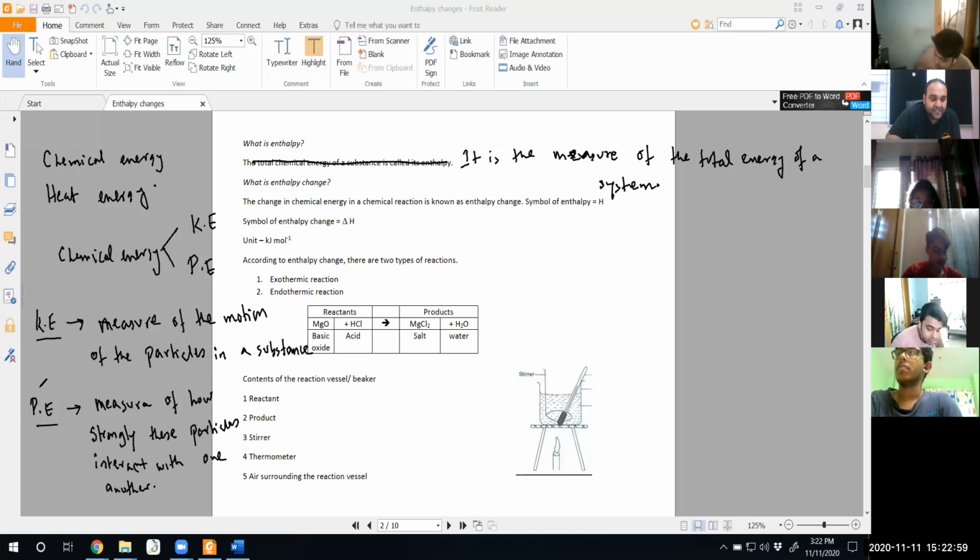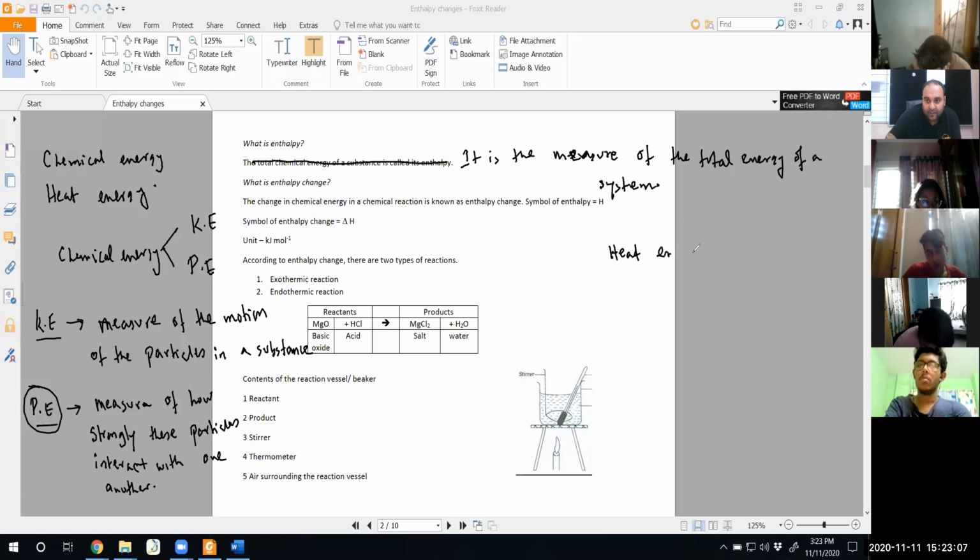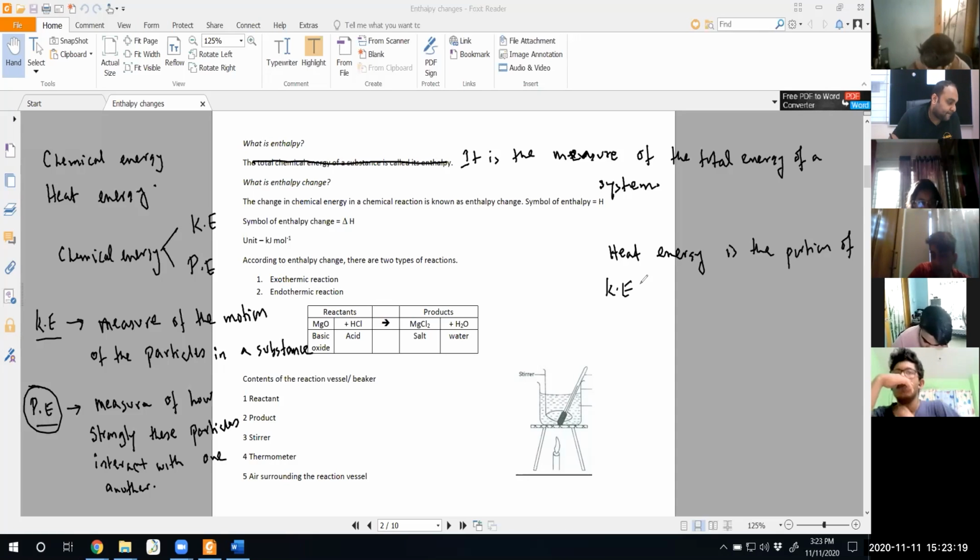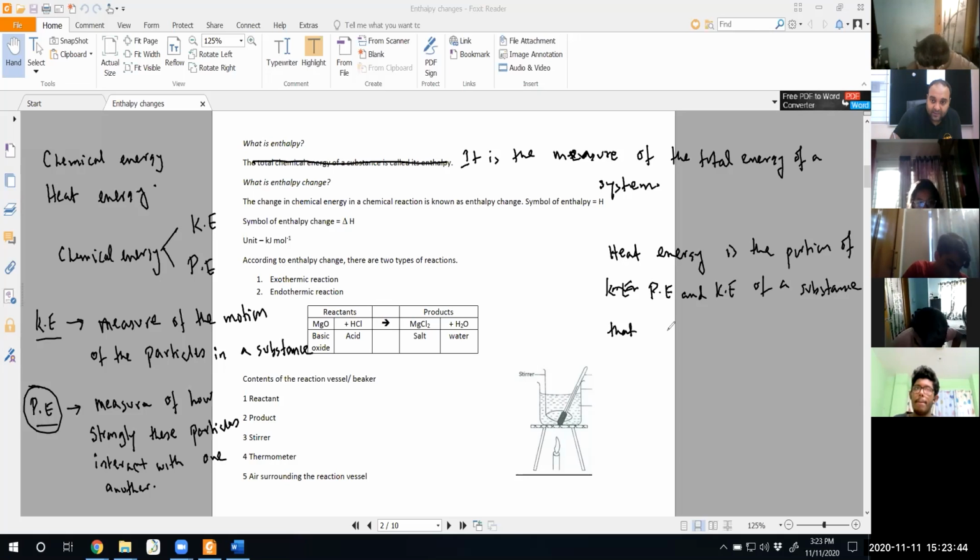So heat energy is a type of energy. Heat energy is the portion of potential energy and kinetic energy of a substance that is responsible for the temperature of the substance.